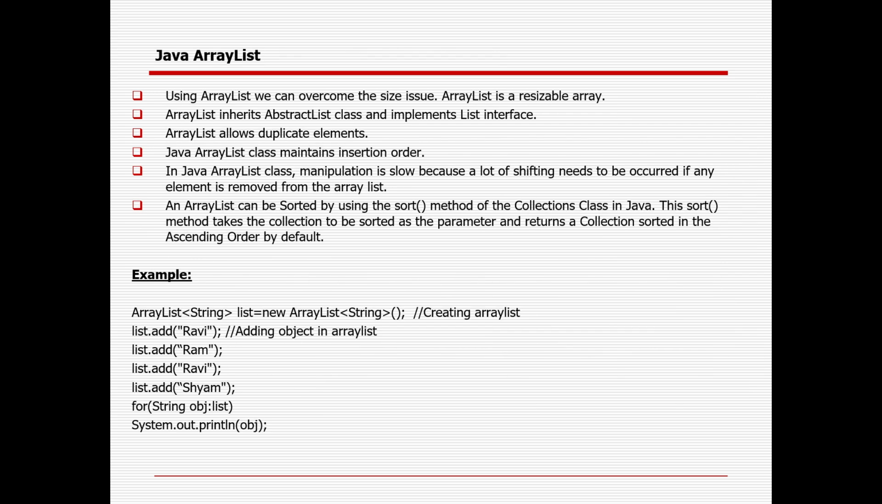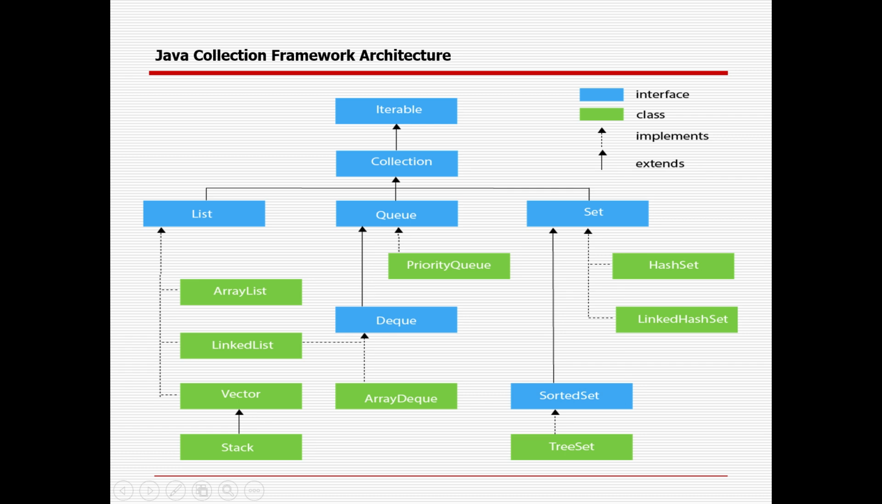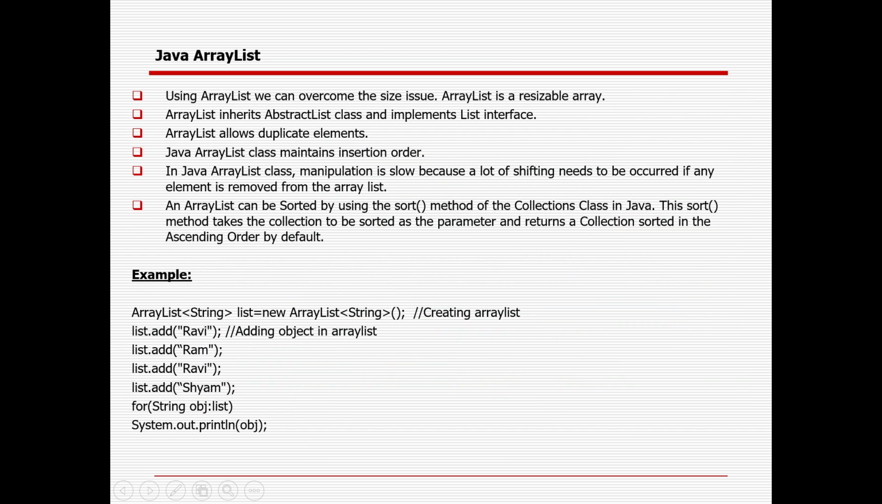Now we'll go one by one through the collection classes here. If you understand the diagram, you don't need to understand other stuff. For List, you can see it is only implemented by ArrayList, right? The ArrayList class just implements the List, so it has the properties of the List. Using ArrayList, you can overcome the size issue. ArrayList is a resizable array, so you don't need to define any size; it takes a dynamic size. ArrayList allows duplicate elements and maintains insertion order.